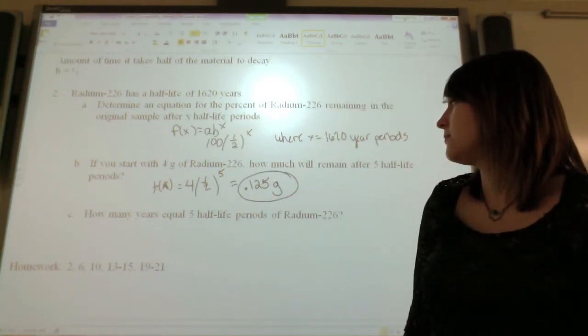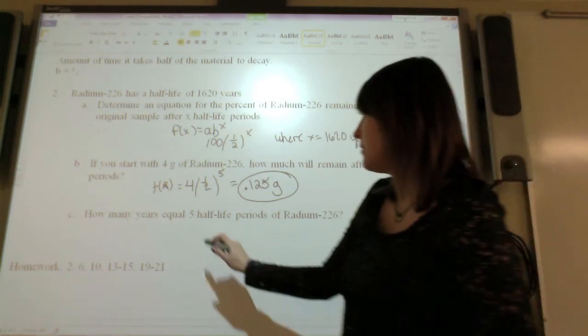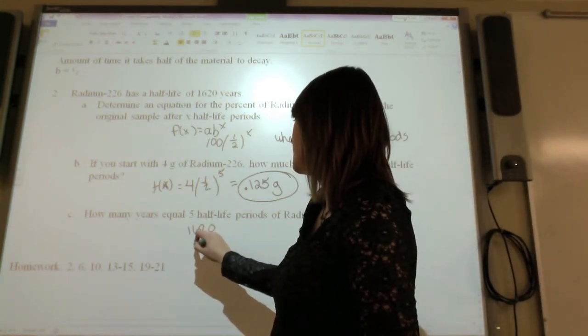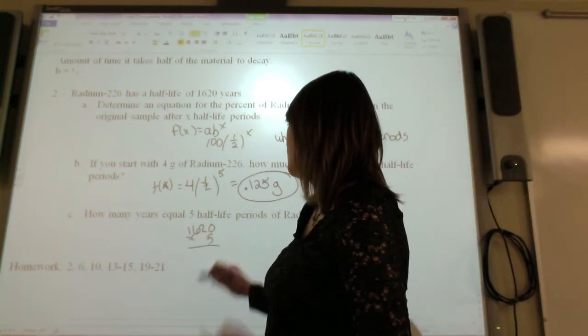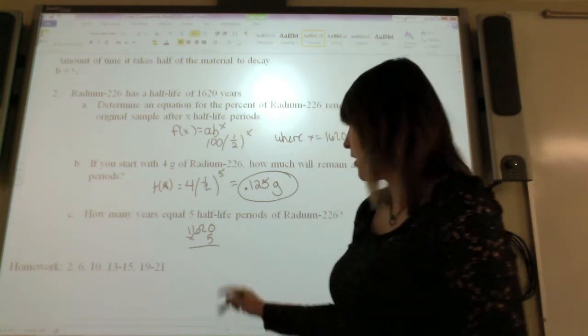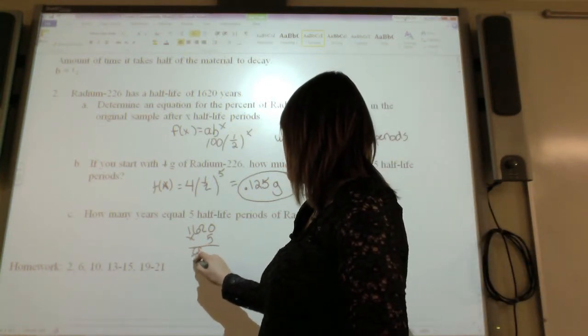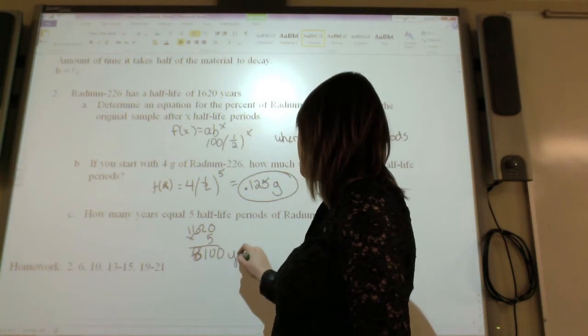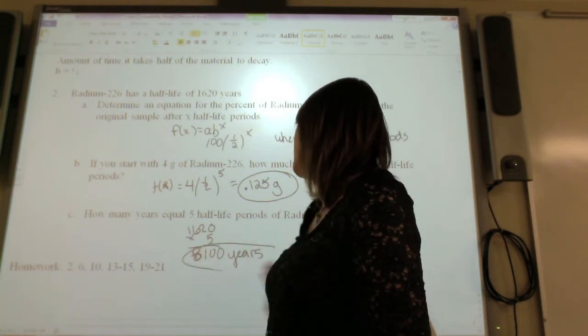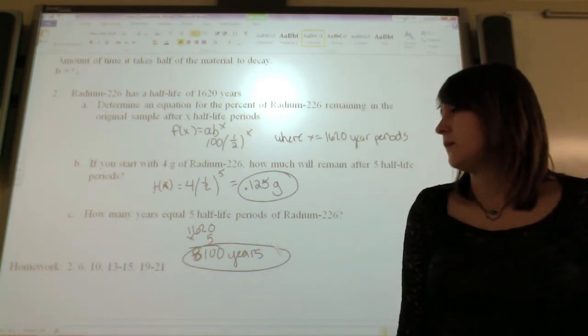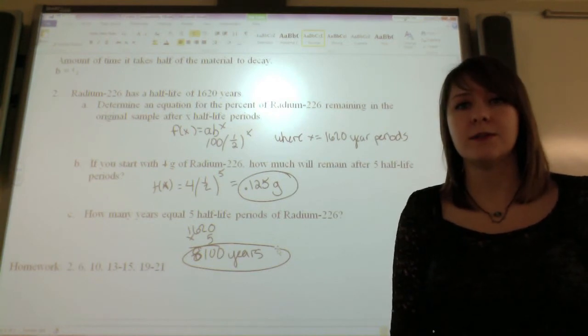Okay, how many years equal 5 half-life periods? Well, I know that each half-life period is 1,620, so if I multiply that by 5, I get 8,100 years. Okay, and that's everything for section 2.